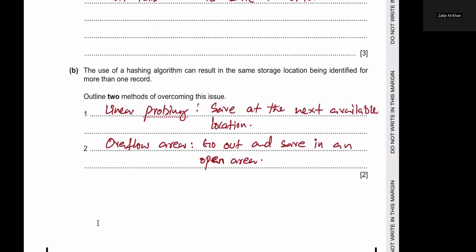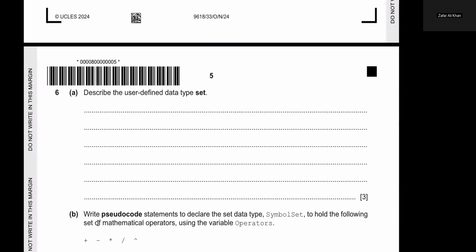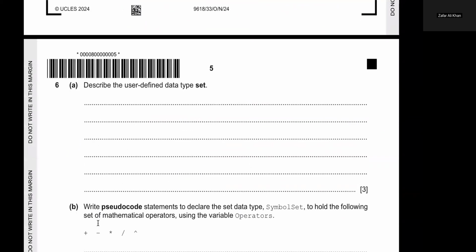Got it. Now let's switch gears and talk about data types. Question 6 focuses on the set data type. Part A asks for a description of what a set is. Okay, a set is a user-defined composite data type. By composite, we mean that it's a data structure that can hold multiple individual elements, similar to an array or a list. But what distinguishes a set from these other composite data types?